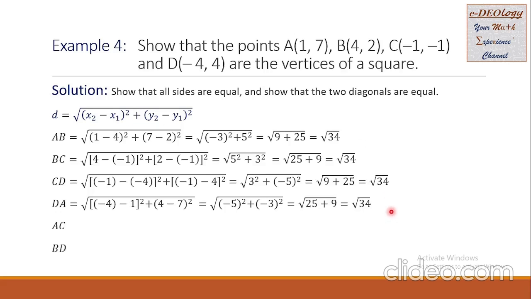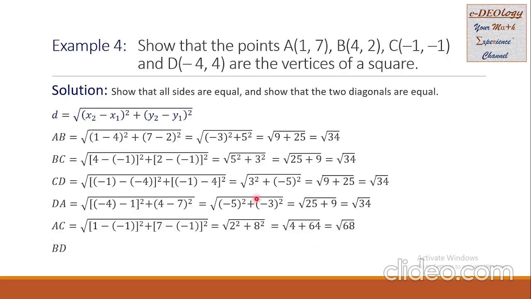Now, the two diagonals. The first diagonal is from point A to point C. So this is AC. By distance formula, we write 1 minus negative 1, that is squared, plus 7 minus negative 1, that is squared. 1 minus negative 1 is 2, that is squared, plus 7 minus negative 1 is 8. Then we will square. 2 square is 4, plus 8 square is 64. 4 plus 64 is 68. AC is with length square root of 68.